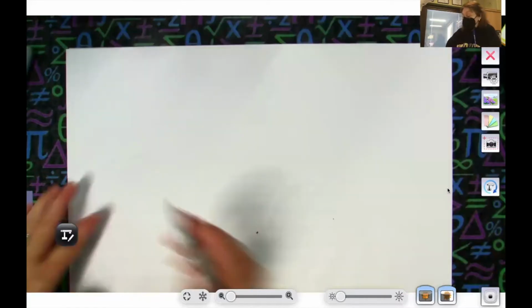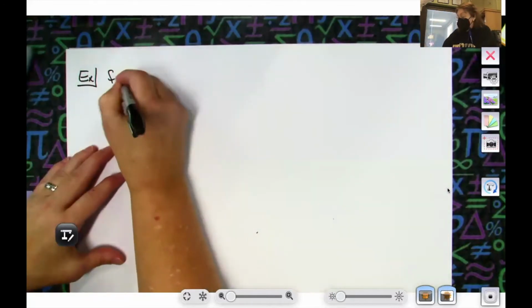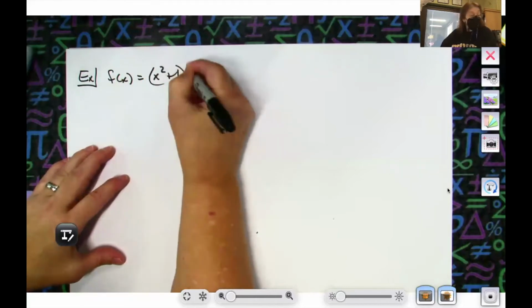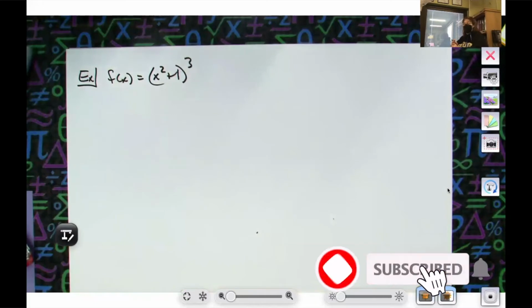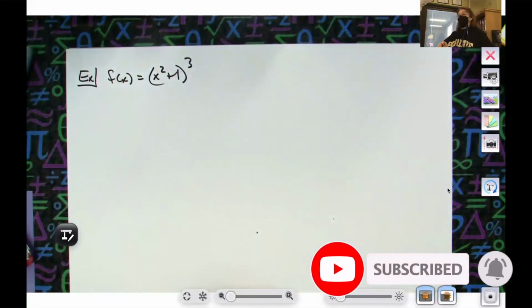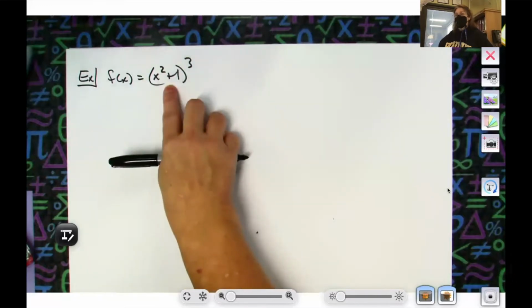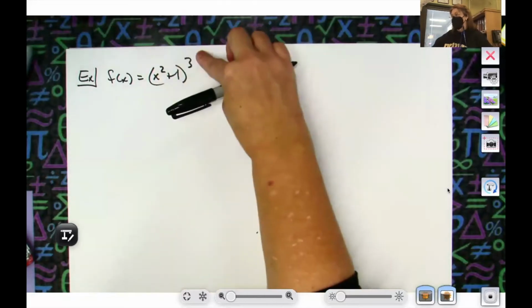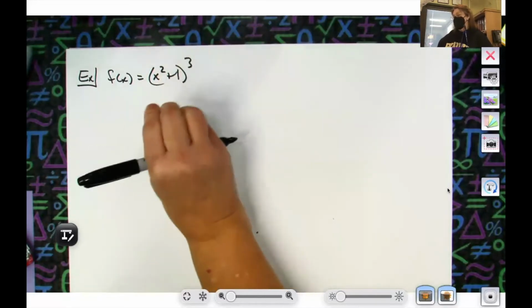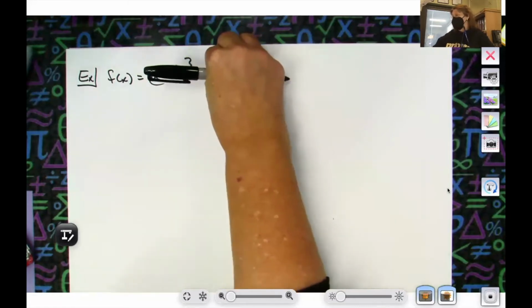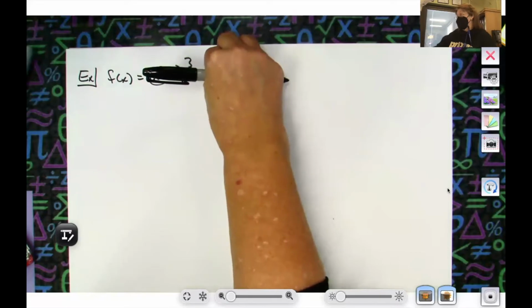As an example, we'll start out with nice little easy ones and work our way up. Let's say f of x is equal to x squared plus 1 raised to the 3rd power. Where's the inside function? x squared plus 1. The outside function is something being raised to the third power. If for my outside function I want to take the derivative, I've got something raised to the third power, so I'm going to use the what rule? The power rule.